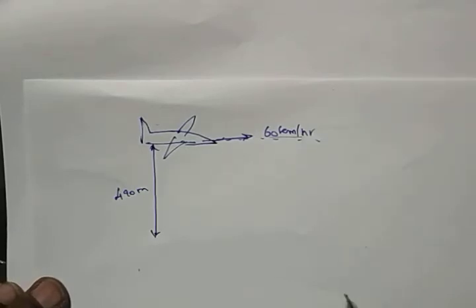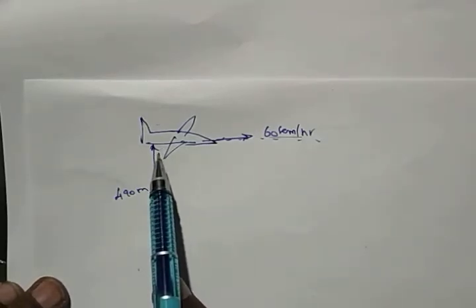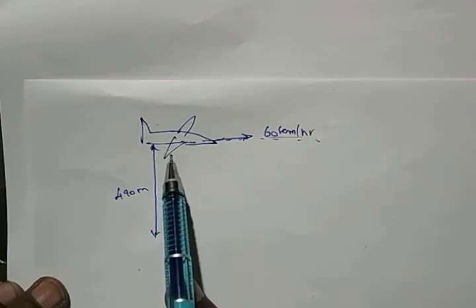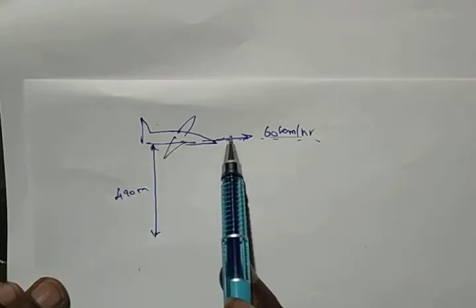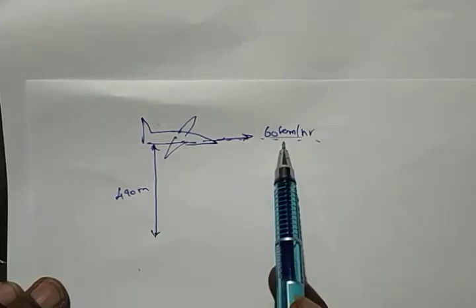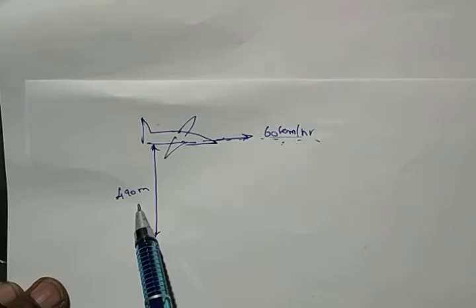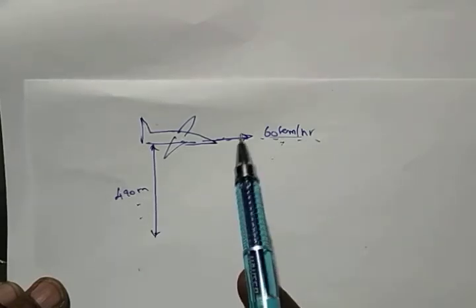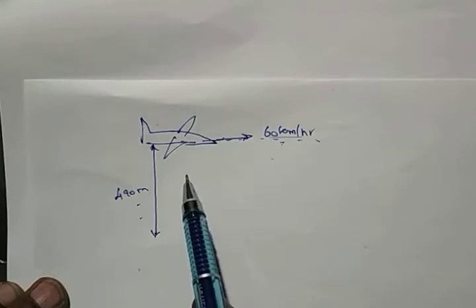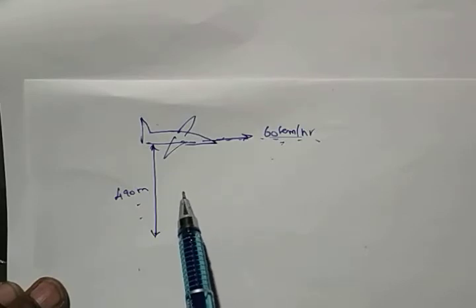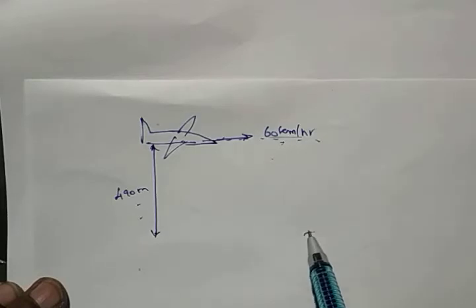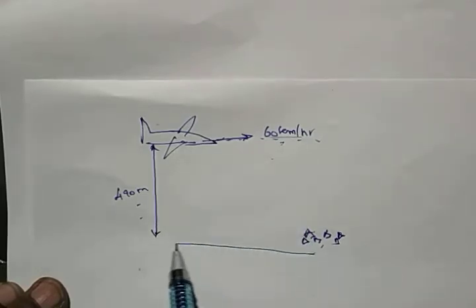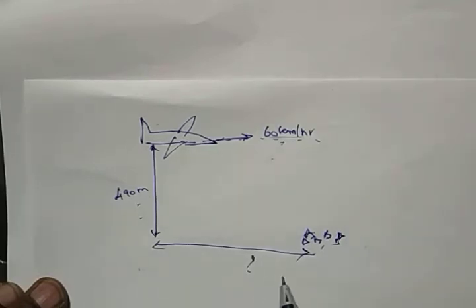If you draw the diagram for this question, a bomb is dropped on an enemy post by an aeroplane flying horizontally with a velocity of 60 km per hour at a height of 490 meters. That's the diagram I have drawn for the question. How far must the aeroplane be from the enemy post? Suppose this is the enemy post, all the enemies are tented here. How far should the aeroplane be at the time of dropping the bomb?